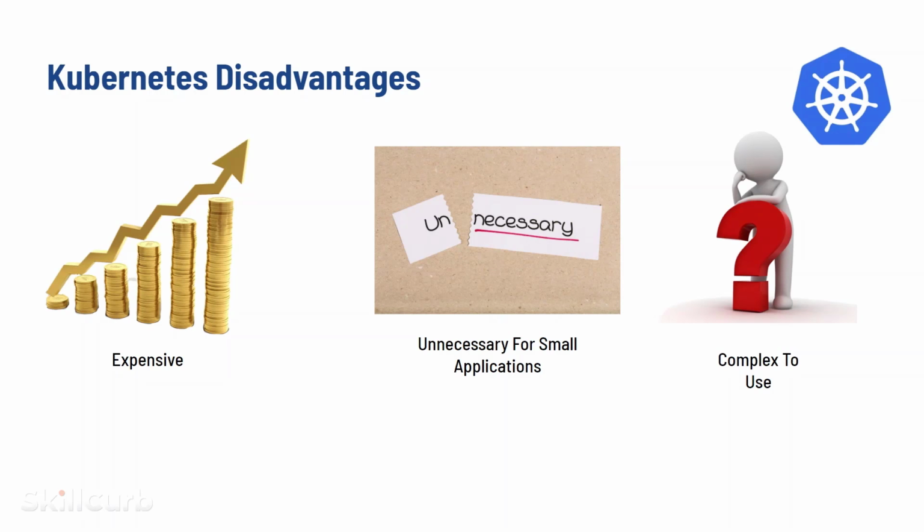The final disadvantage is that Kubernetes can be quite complex to use. While it is much better than managing Docker containers normally, it's still quite a hassle to manage everything properly, especially if you have a complex microservice architecture with multiple backups, parts, and interconnected networks.